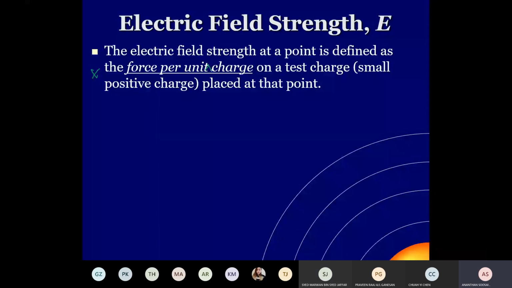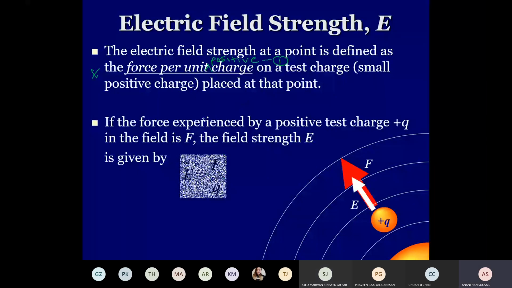Force per unit positive test charge. Class, please include that word, positive test charge. The word positive carries 1 mark. So electric field strength at a point is defined as force per unit positive charge on a test charge placed at that point. If the force experienced by the positive test charge is F, and the charge is positive Q, the electric field strength symbol is E. E equals force per unit positive test charge.